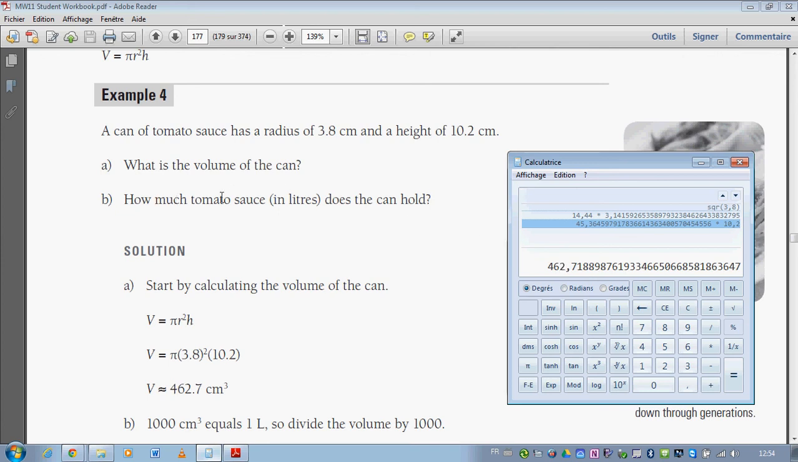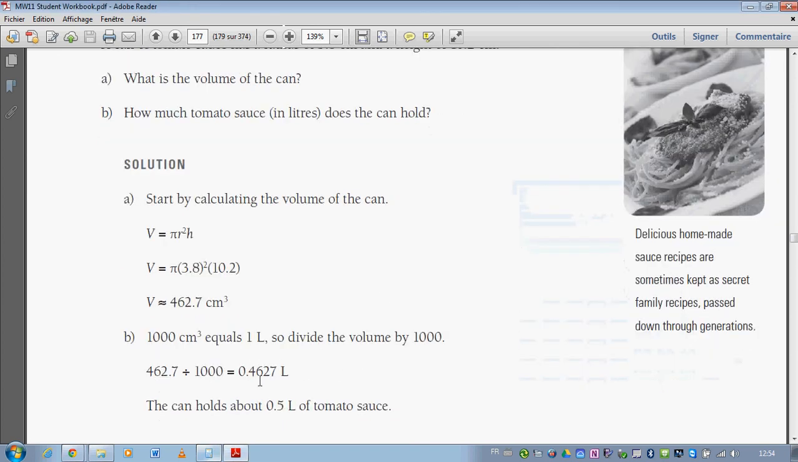Now it's asking you how much tomato sauce in liters does a can hold. So at this point you divide by 1,000 because you know that 1,000 centimeters cubed is 1 liter. Well, that means that 462.7 centimeters cubed is 0.4627 liters. So there you go. And then your workbook decides to round that up to 0.5 liters.